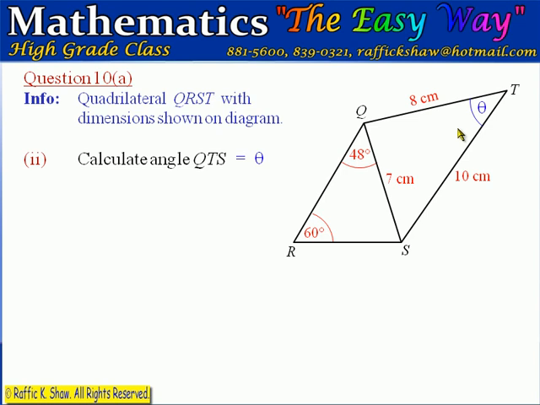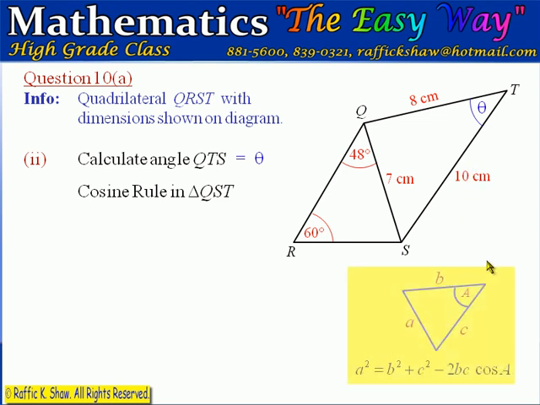We typically use the cosine rule when we have two known sides and an angle between the two known sides, an included angle. So let's go ahead and show how this theta can be calculated using the cosine rule. And this is it. We'll be using the cosine rule in this triangle to calculate angle theta. But let's have a look at the cosine rule.